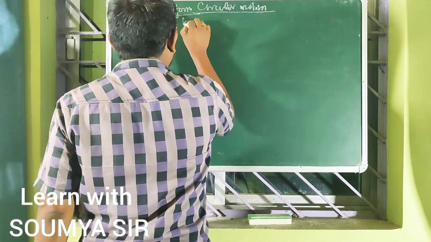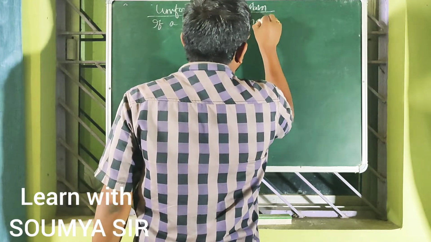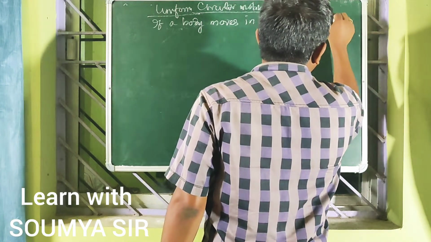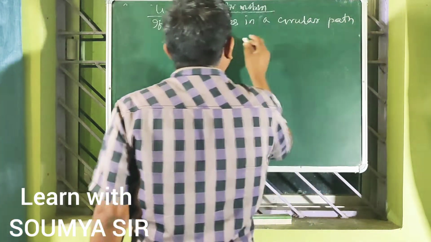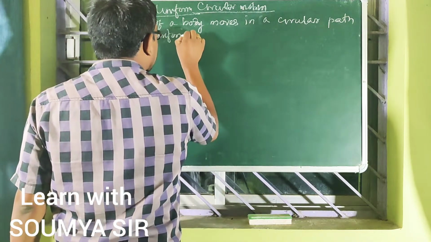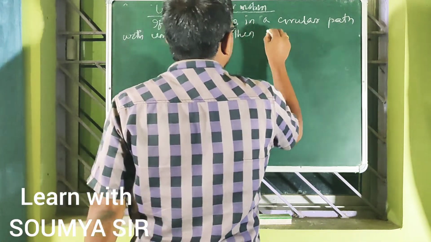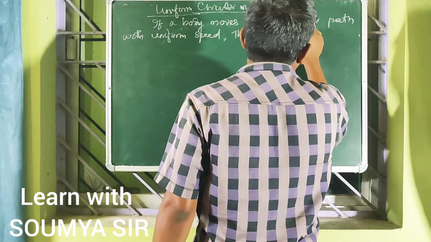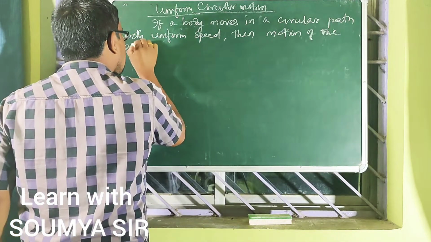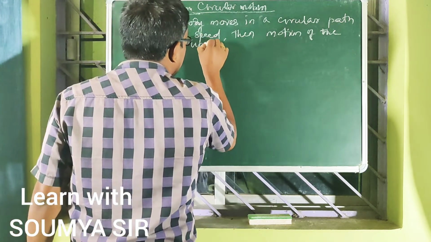We can write: if a body moves in a circular path with uniform speed, then the motion of the body will be uniform circular motion.